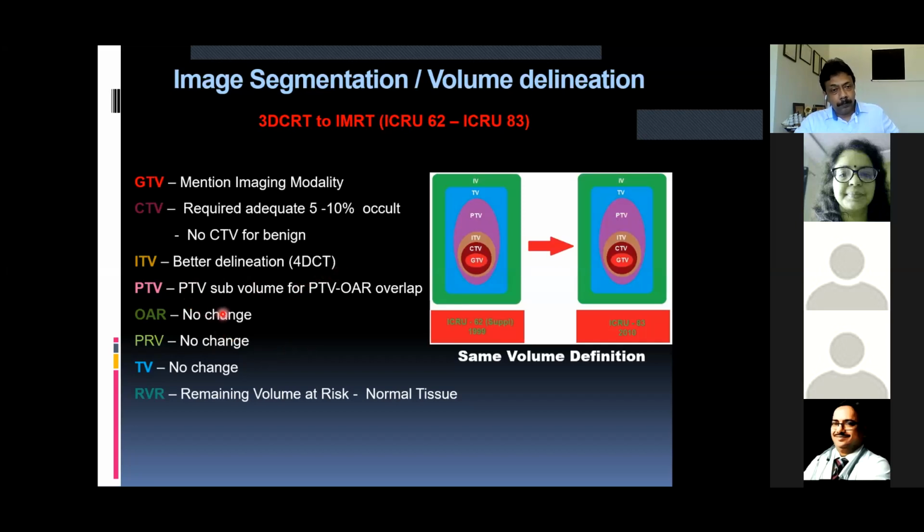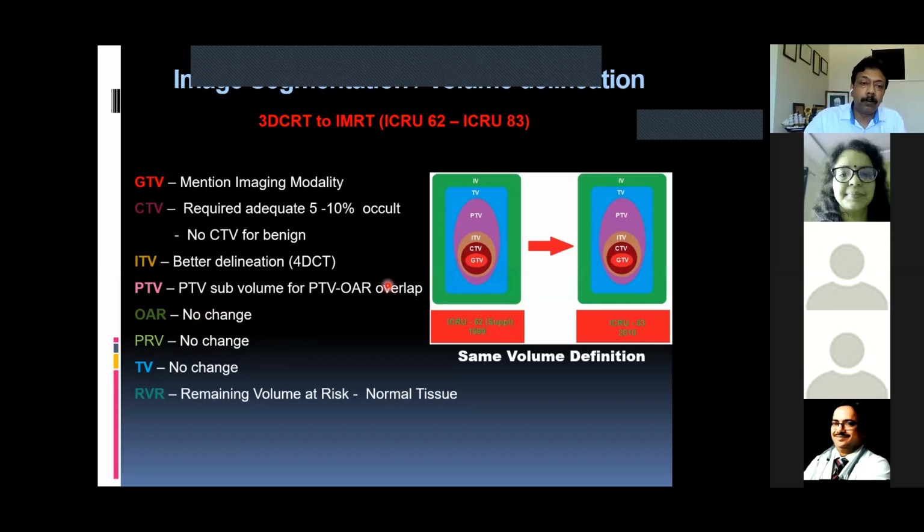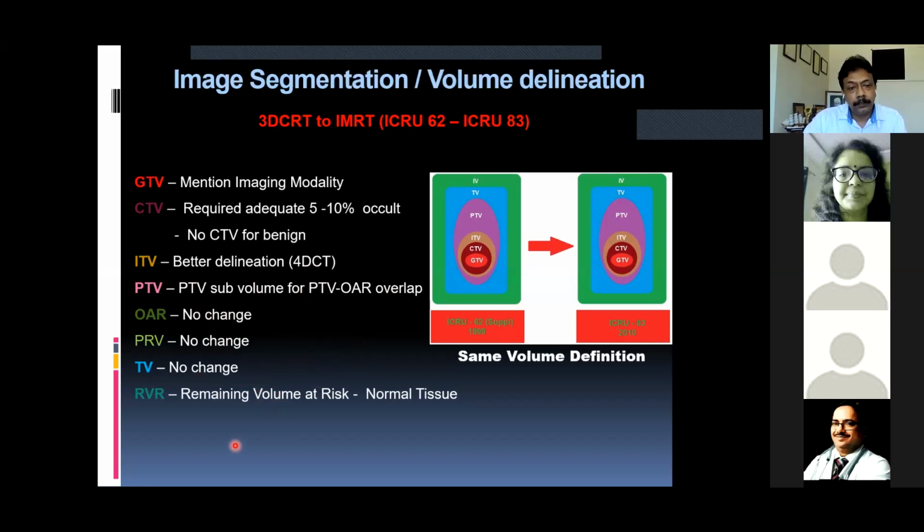For PTV, sometimes we encounter a situation where the PTV and OAR overlap, but in ICRU 83 they have created some sub-volumes of PTV, where we can give different dose objectives for these sub-volumes. For OARs, PRV and treatment volume, there is no change, but for the remaining, they have introduced a new volume, that is remaining volume at risk, which considers the rest of the normal tissue which is not contoured or not in target or OARs.